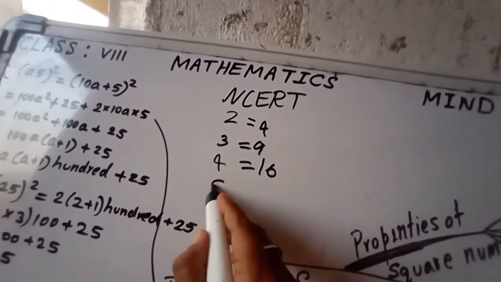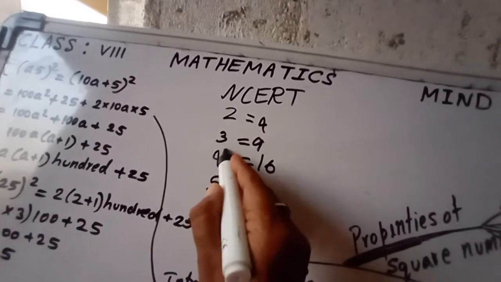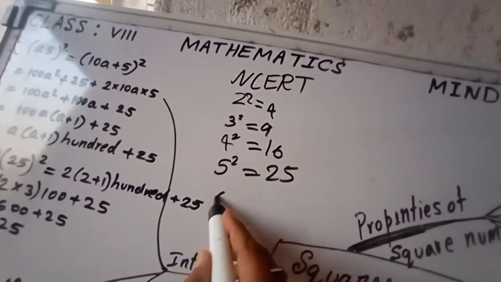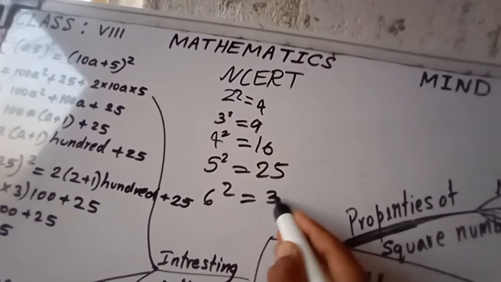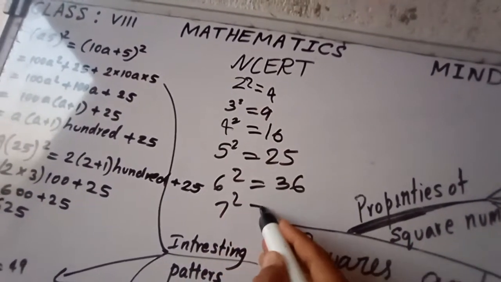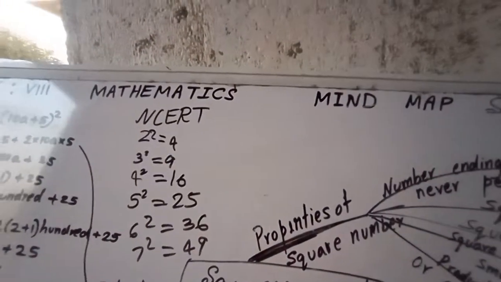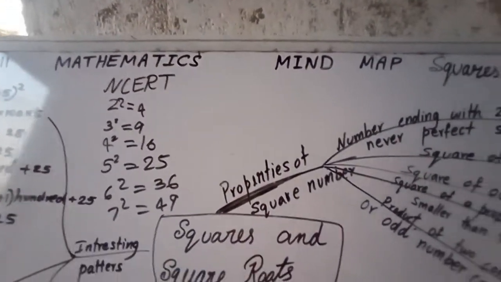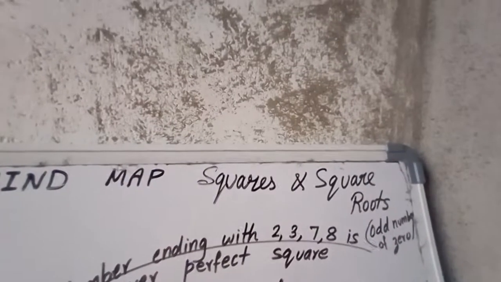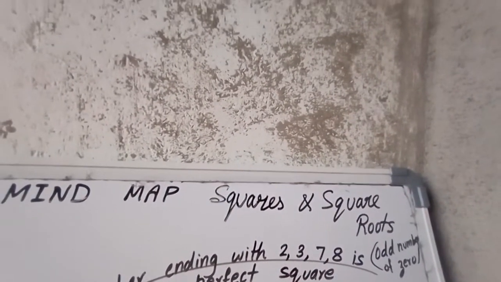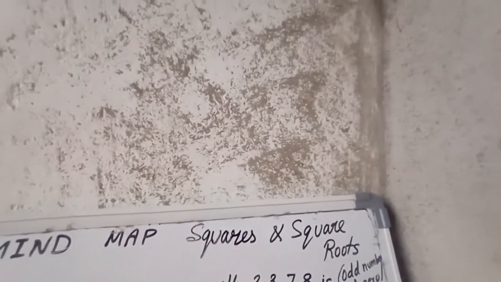Means in the ones place. 5 square is 25. 6 square is 36. 7 square is 49. 8 square is 64, like this. So you can observe that if the number ends, means in the ones place, with 2, 3, 7, 8, it will never be a perfect square.